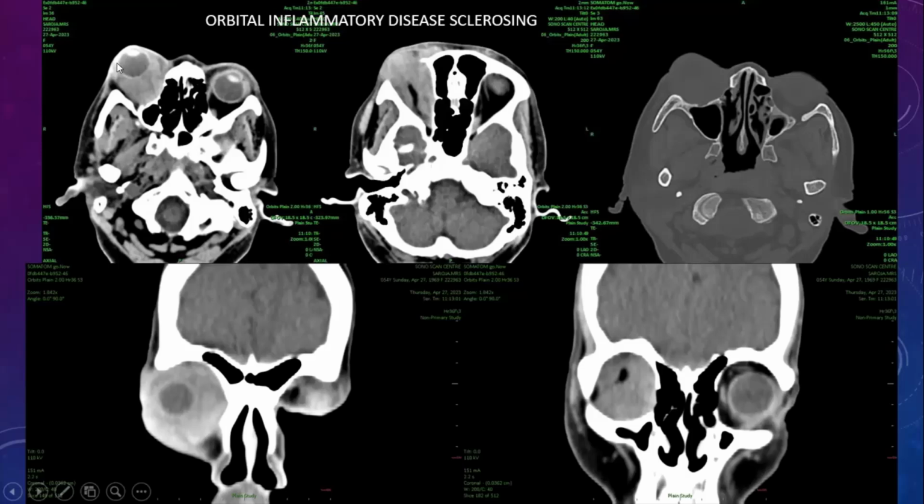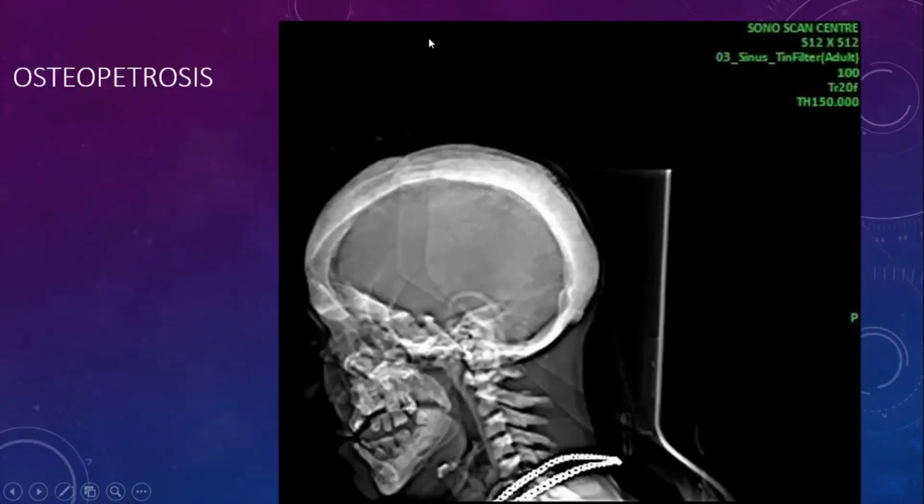Another one, a tumor. This was actually suspected to be a lymphoma, but turned out to be orbital inflammatory disease, sclerosing type. Almost homogeneous enhancement, breaching the compartments, conal, intraconal, extraconal, causing proptosis with homogeneous enhancement. Almost similar to lymphoma, but the HPE came out to be an orbital inflammatory disease, sclerosing.